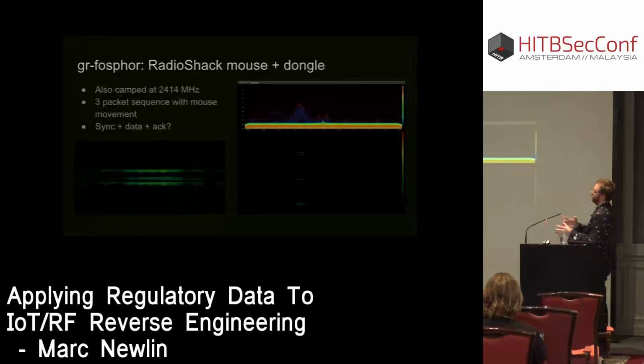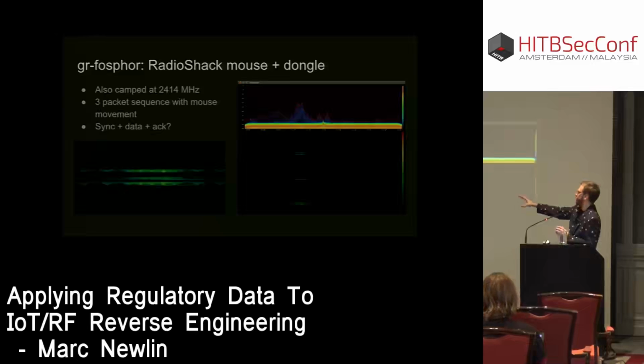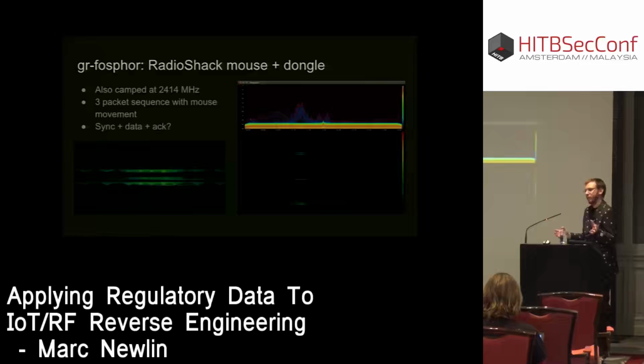So now we have the mouse and the dongle in the cage. In that zoomed in view, this is a 3-packet grouping when I'm moving the mouse around. The assumption is that the first packet is that dongle sync packet. The second packet is likely the mouse data, and then it's reasonable to assume that the third packet is the dongle acting back to the mouse. So even though we're just looking at this visually, we can start to make some assumptions about what the protocol behavior is for these devices.